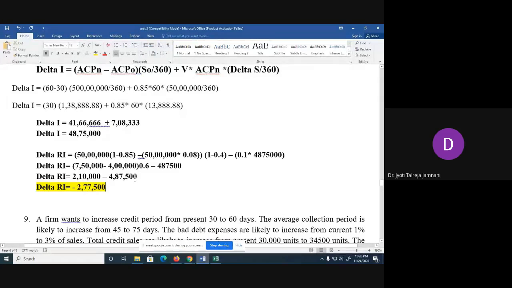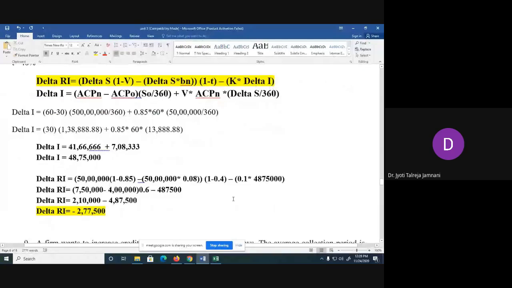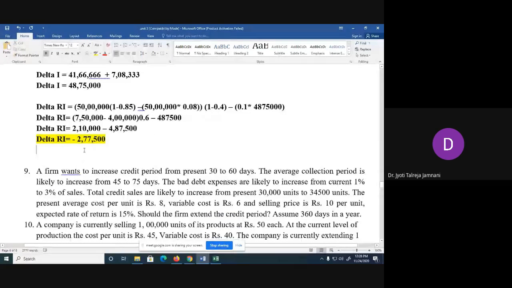You want to write it down? Ma'am, delta I is 48,75,000. Yes, into 0.1, we do know. K into delta I we do in the formula. So K is 0.1, 10%, into 48,75,000. So we got 4,87,500. Okay. Do you want to write down the note?